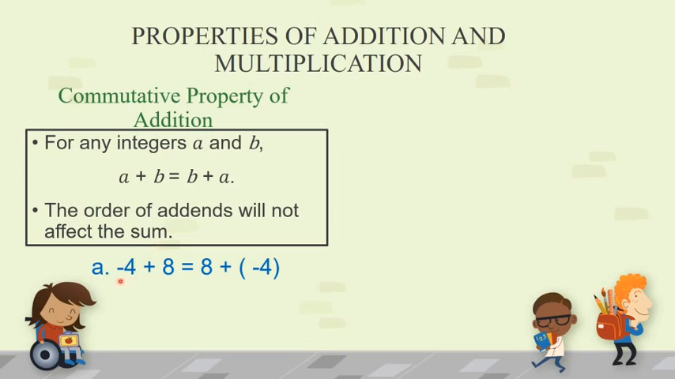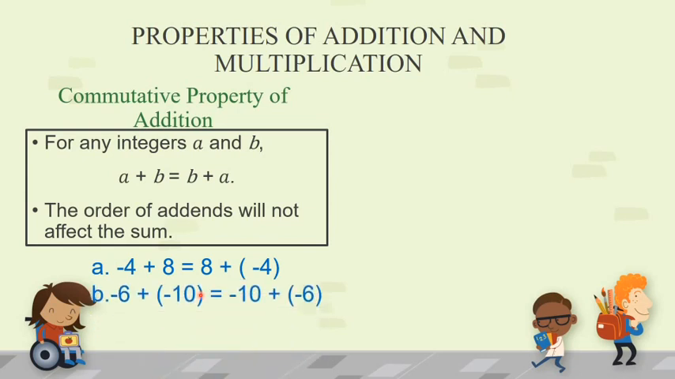We have first, negative 4 plus 8 is equal to 8 plus negative 4. So there is a changing position of the addends. But even though the addends interchange, still the sums are equal. So we have negative 4 plus 8 became 8 plus negative 4. But still, the sums are both equal to positive 4.